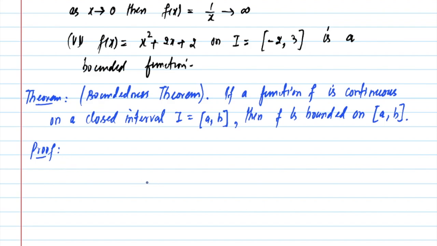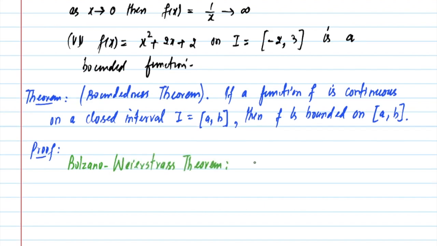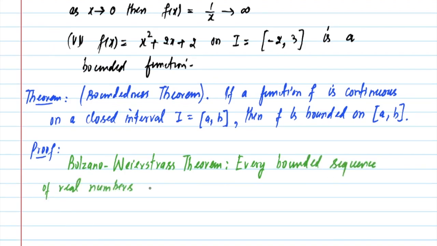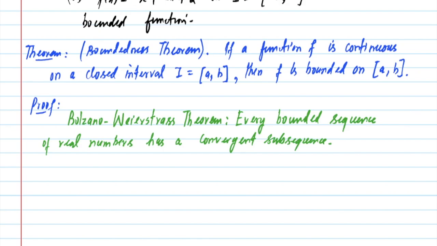The proof that we shall take up here uses the Bolzano-Weierstrass theorem, so we shall just mention the statement of the Bolzano-Weierstrass theorem here. This theorem states that every bounded sequence of real numbers has a convergent subsequence. This is the theorem that we shall use for the proof of this boundedness theorem. This theorem actually makes the proof of the boundedness theorem very, very easy. So that's why we are going to use the Bolzano-Weierstrass theorem for proving the boundedness theorem. So now let's begin the proof.